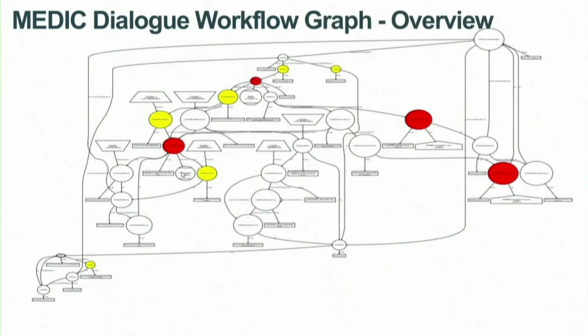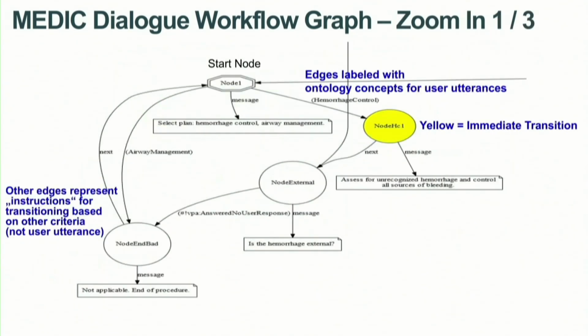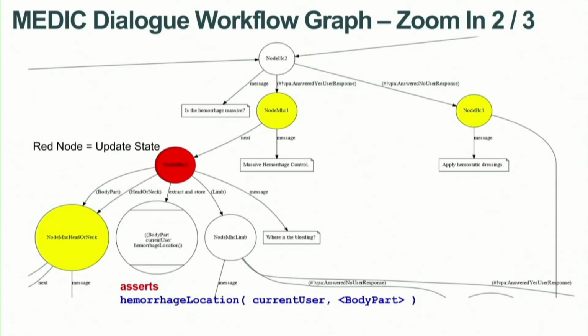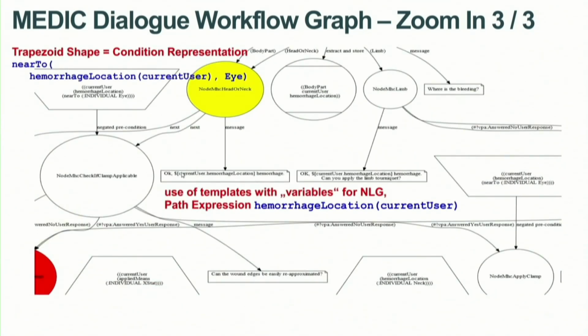I wanted to give you a quick glimpse of the visual generated dialog workflow graphs. We are using Graphviz and dot, so they are being generated from the Common Lisp macros. And I'm not going to explain them in detail here. If you're interested, please have a look at the paper and the references, so you can find these graphs online and have a look there if you're interested.